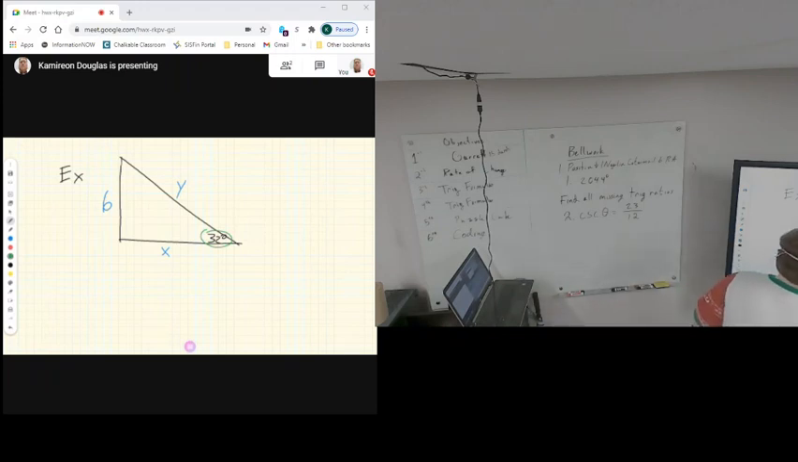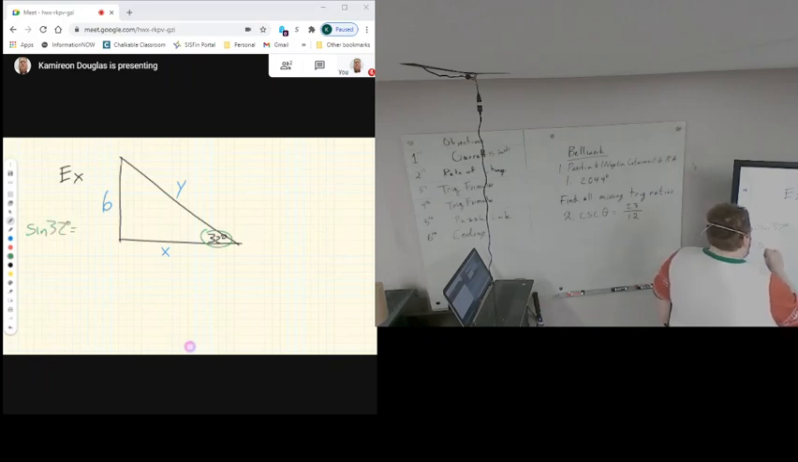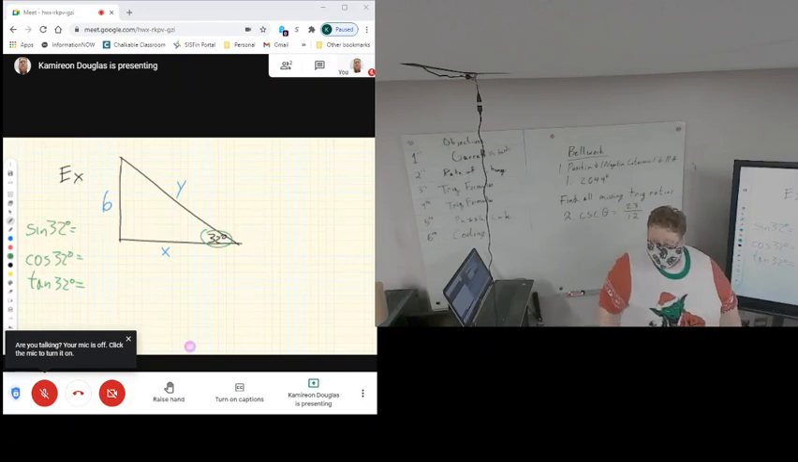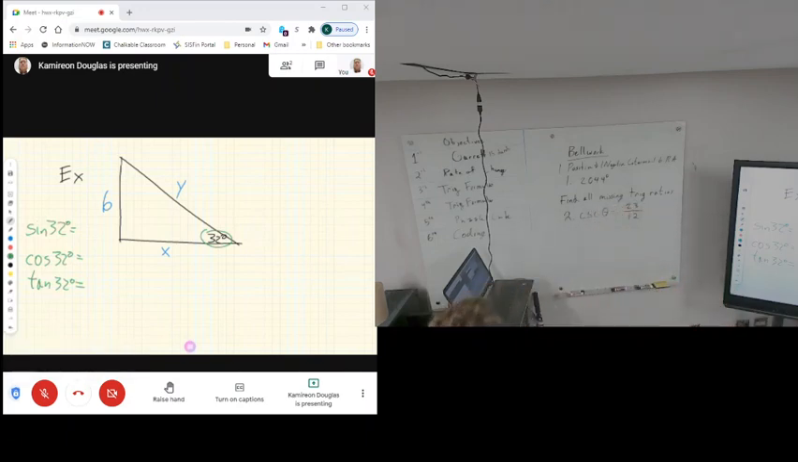Let's start here. I have 32 degrees. Let's talk sine of 32, cosine of 32, and tangent of 32. Now, in this picture, based on how this is constructed, I can use the definitions of sine, cosine, and tangent in terms of opposite, adjacent, and hypotenuse to determine the three trig ratios.